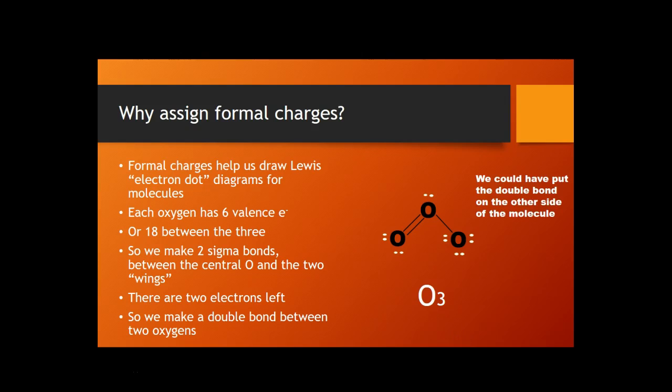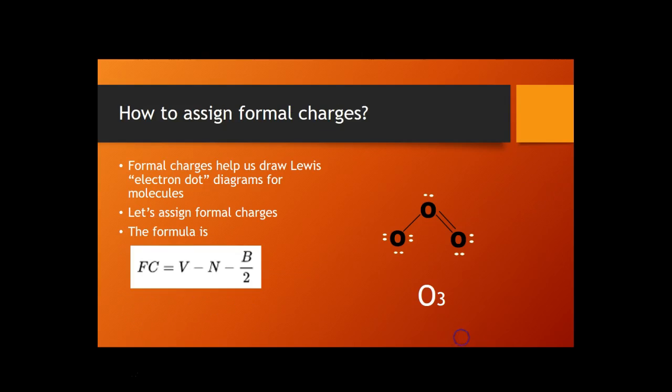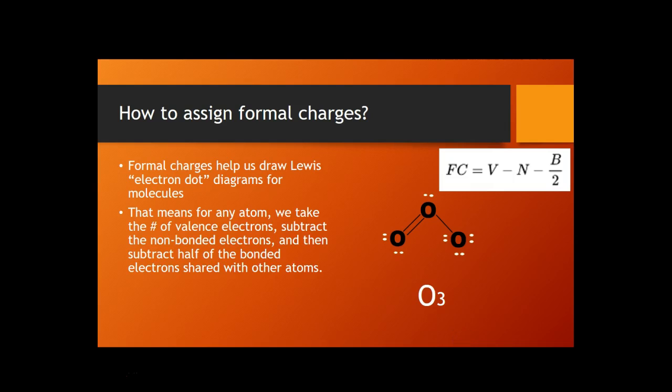We could have put the double bond on the other side of the molecule. There's really no reason why we put it on the left. It could just as easily look like that. Now, let's assign formal charges. The formula is seen here. The formal charge is equal to the number of valence electrons, subtracting the non-bonded electrons, and then half of the bonded electrons that are shared with other atoms.